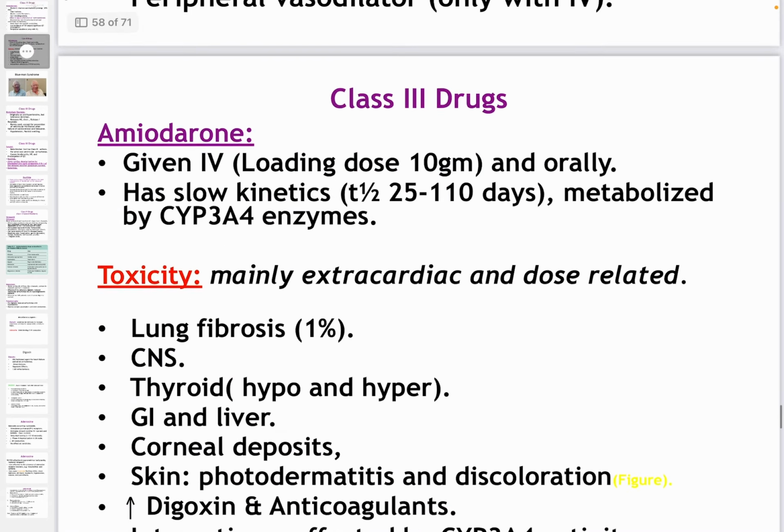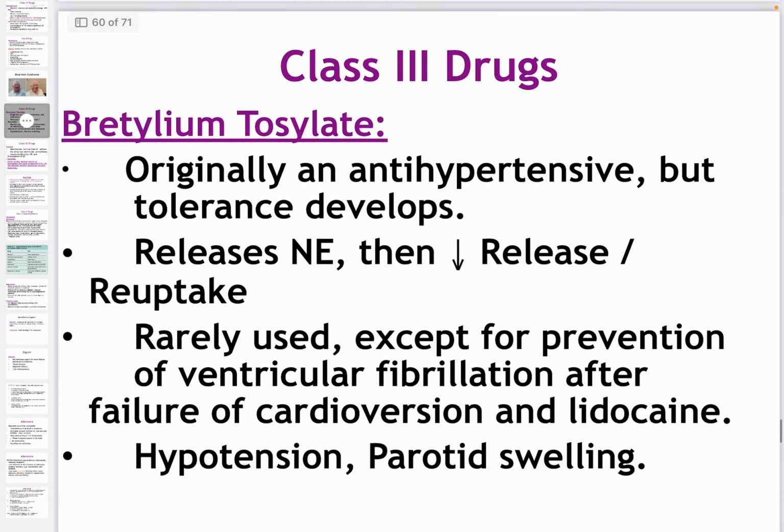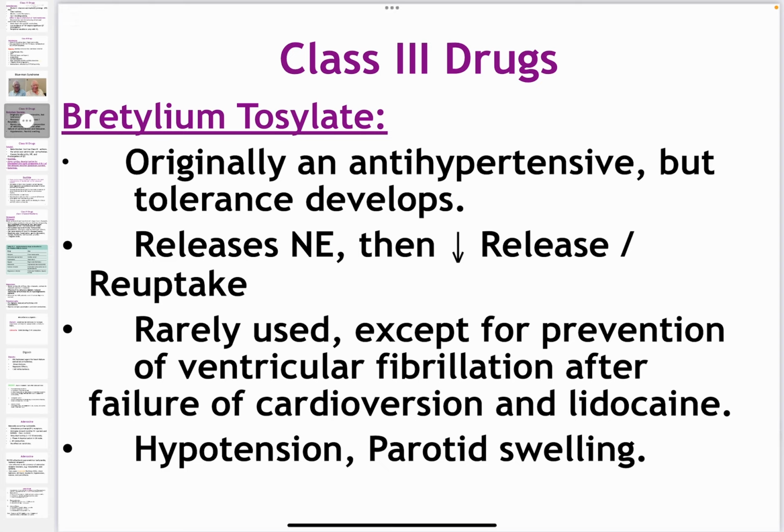I have good news for you. This is not required from you, the first one is not required. It's an old drug, it's not used anymore. We'll talk about it a little. It was used as an antihypertensive agent. Bretylium tosylate. Did you take it in autonomic? No.